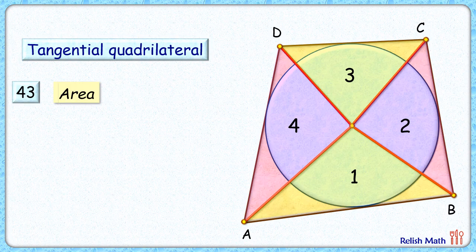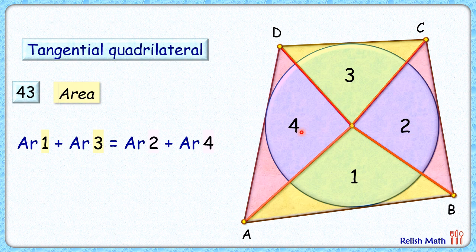Okay, it's an interesting one. So here what we have done is, in the tangential quadrilateral, we have joined the vertices to the center of the circle, and the quadrilateral is divided into 4 triangles. The amazing result here is that the sum of these opposite triangle areas, area 1 plus area 3, is equal to area 2 plus area 4. And in fact this is valid for any even-sided tangential polygon.